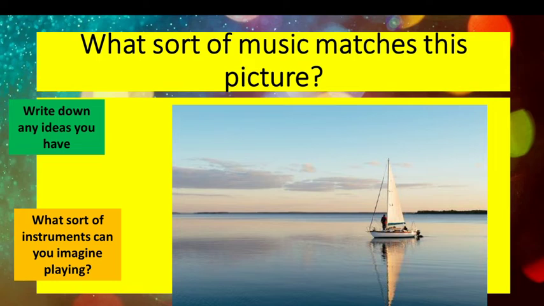I think for this picture, I would probably just have one instrument, maybe a slowly playing piano, just to show how calm it is. Because if you introduce loads of instruments, you kind of move a bit away from the calmness of that picture. So I think a nice, calm, slow piano to set the scene, to set the atmosphere for this particular picture.